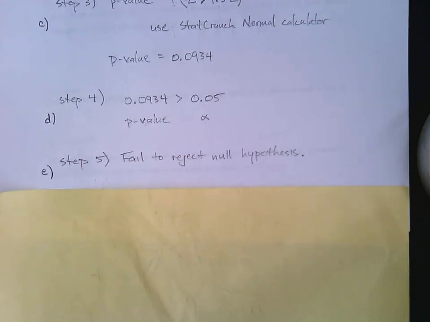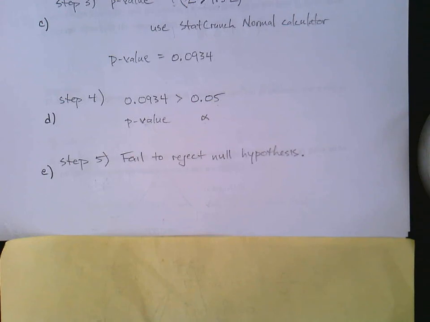Should we reject or should we fail to reject the null hypothesis based on that comparison? It turns out we fail to reject the null hypothesis. It turns out there is not enough evidence that Carl's Jr. managers really do make more. After all this, we cannot say for sure that people who work for Carl's Jr. really make more than other fast food restaurant managers.